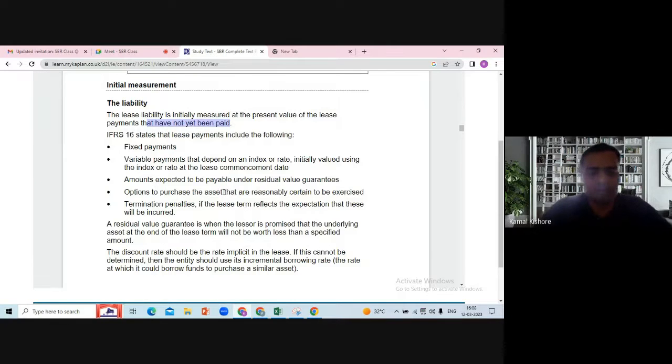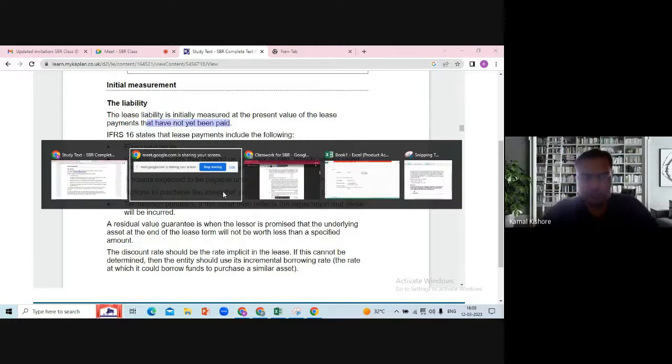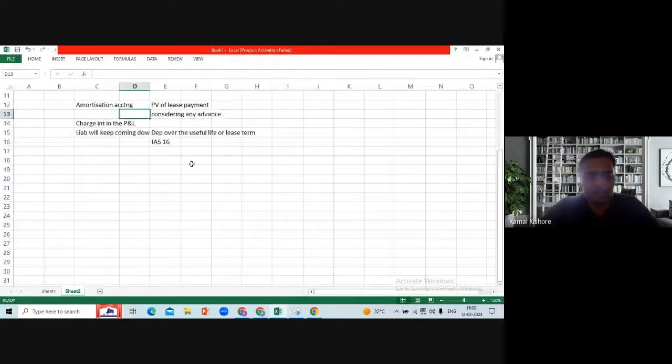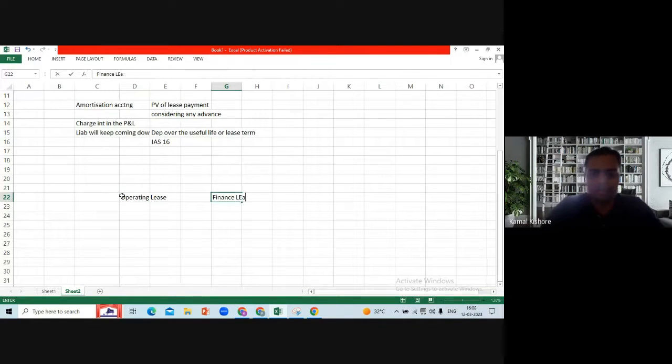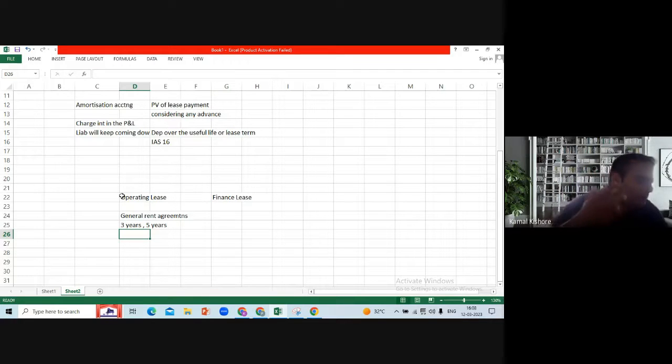I do not know if you knew the earlier standard, we had something called finance lease and operating lease. A little bit of background about that. In the older standard, operating lease was a general rent agreement. It could be for 3 years, it could be for 5 years, wherein the asset can be used for 20 years, 50 years. It could be land and property, or any other machine.